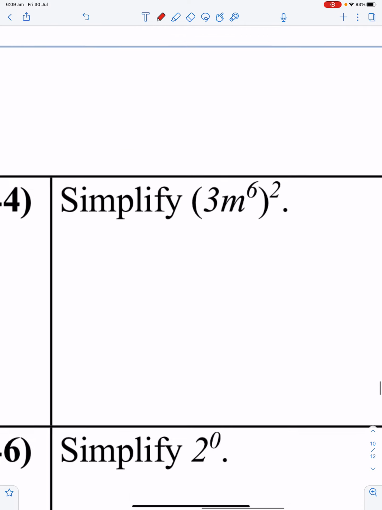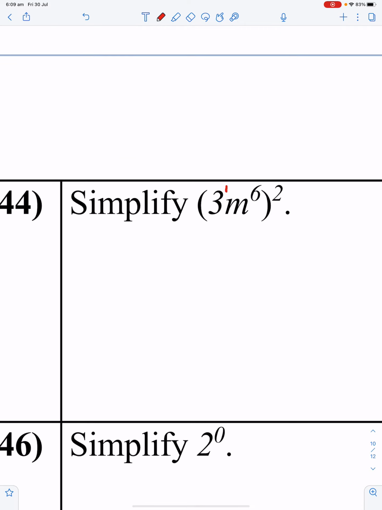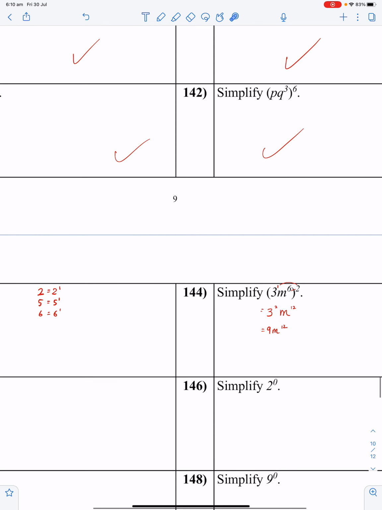Alright, same thing with this one here. I'm going to rewrite that 3 as 3 to the power of 1. So now I write down 3. 1 times 2 is 2. I write down m. 6 times 2 is 12. So the answer is 9m to the power of 12. Most people get tempted to just take the 3 and multiply it by the 2, which is incorrect.